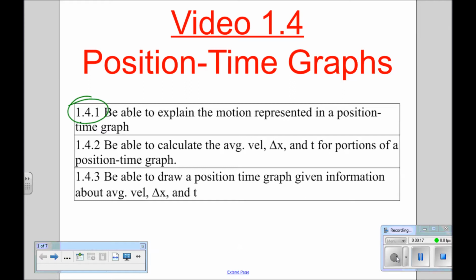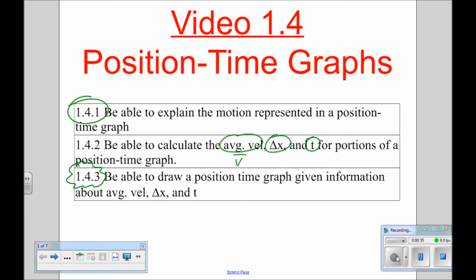And then similarly, if I give you a graph, you should be able to do a few simple calculations, like you should be able to find the average velocity, the displacement, and the time for different portions of that graph. And then finally, if I give you a scenario in which an object is moving around, you should be able to draw the graph that describes the motion in that scenario.